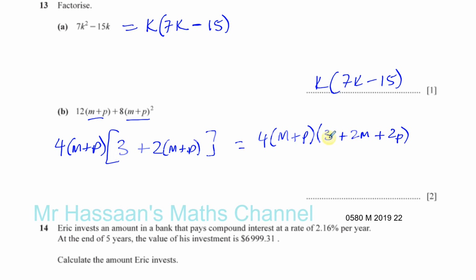And there's actually nothing we can do that simplifies that any further, because 3 and 2m and 2p are all unlike terms. I can't simplify them. There are no other common factors in the whole bracket. So the answer is 4 times (m plus p) times (3 plus 2m plus 2p). Okay, number 14.